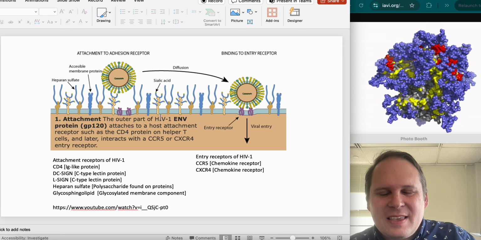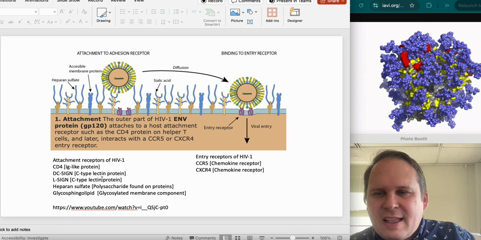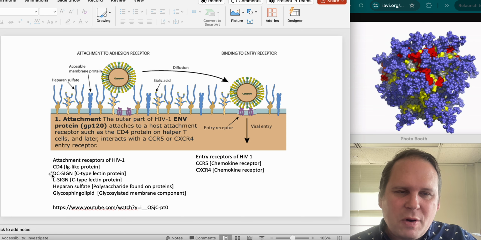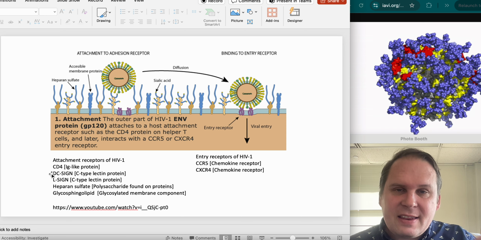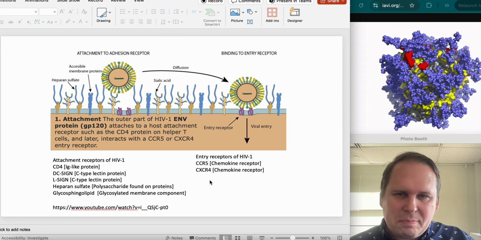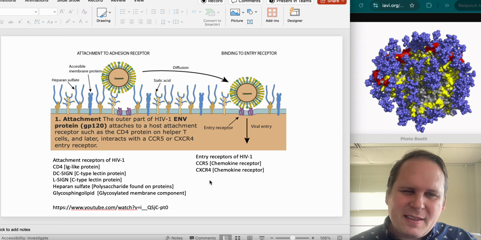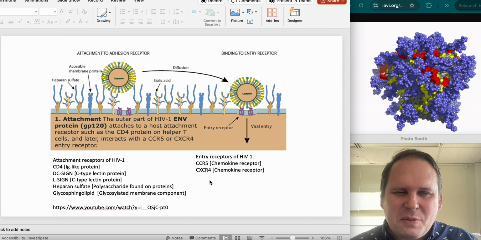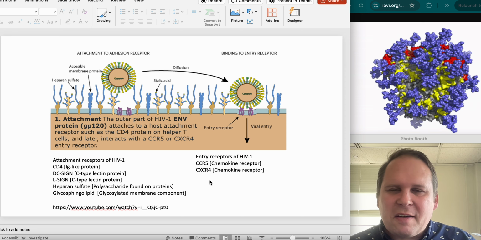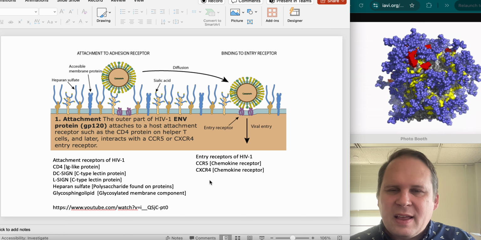Yeah, that's what the virus is trying to do. It attaches to any of these attachment receptors, but most commonly CD4. That doesn't get it into the cell, but then it will bind to one of these two receptors. And there are a couple other things that it can bind to a little bit to get in, but not as well. It seems to be CCR5 and CXCR4.